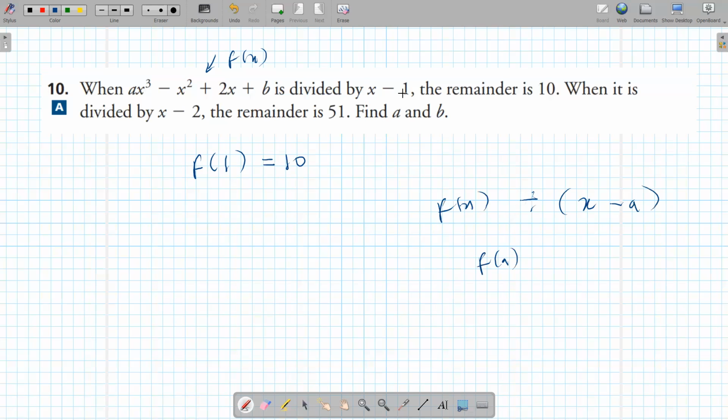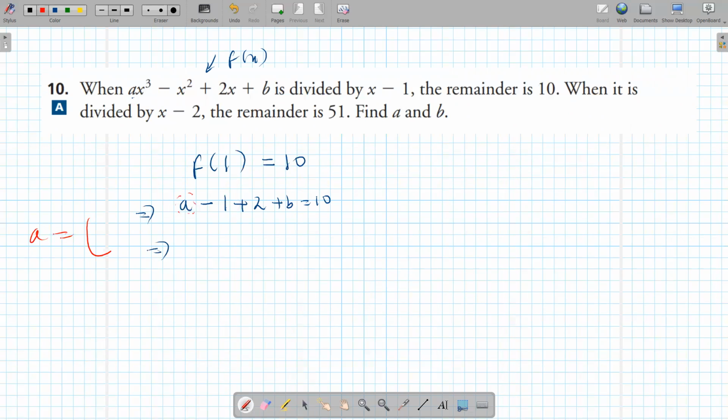Same idea. We're dividing by x minus 1. That means to find the remainder, we'll just plug in: f of 1 equals 10. So if you plug x as 1 in f of x, you get a times 1 is just a, minus 1 squared is 1, 2 times 1 is 2, plus b equals 10, like that. So in this one, let's solve for a. Let's make a the subject. What does that mean? That means I want a on the left side and something in terms of b on the other side. How do I solve for a in this? Well, this is a linear equation for our purposes, but it's a multivariable equation. It is linear though. Same rules apply as a linear equation.